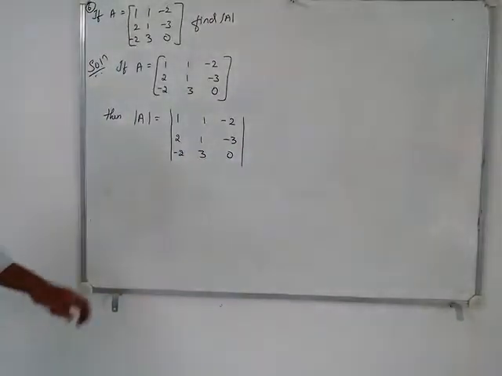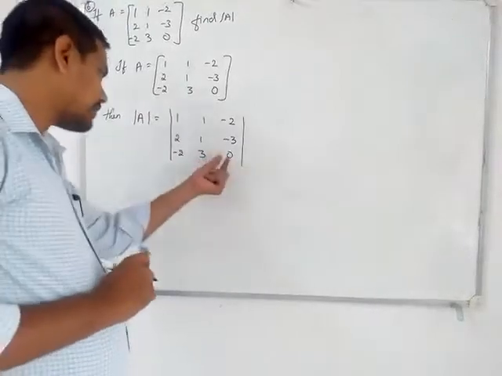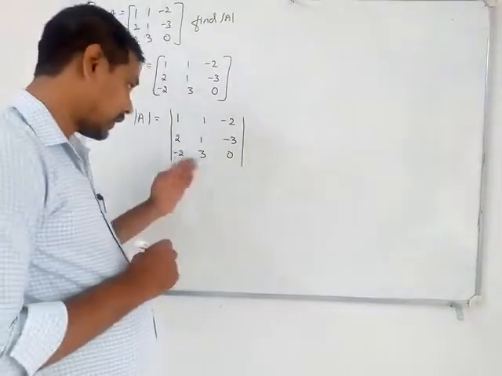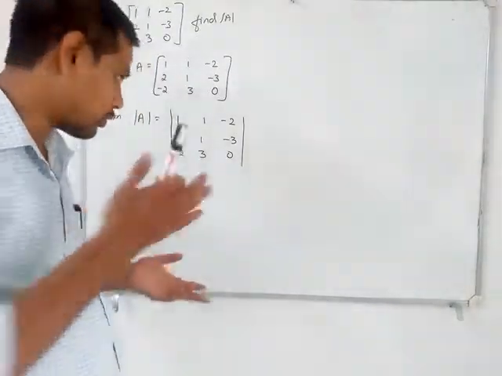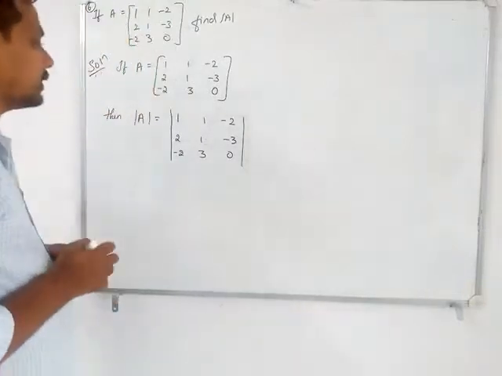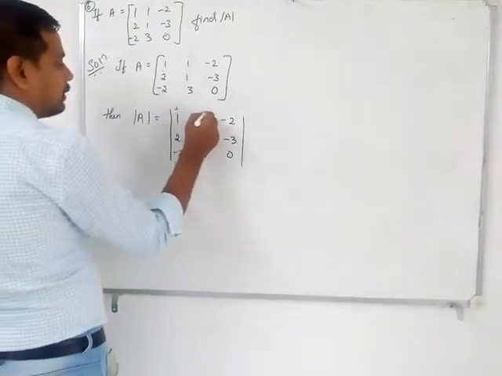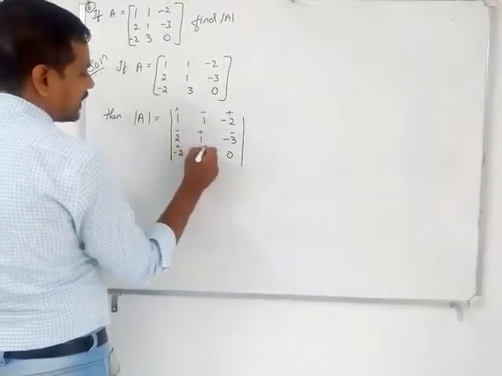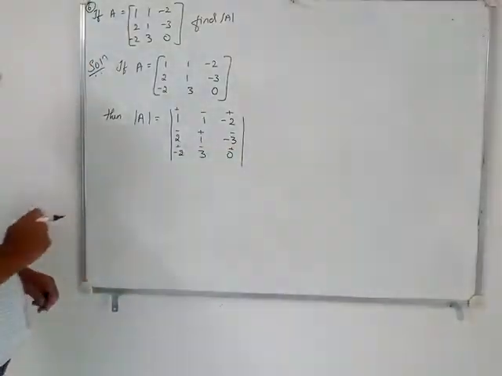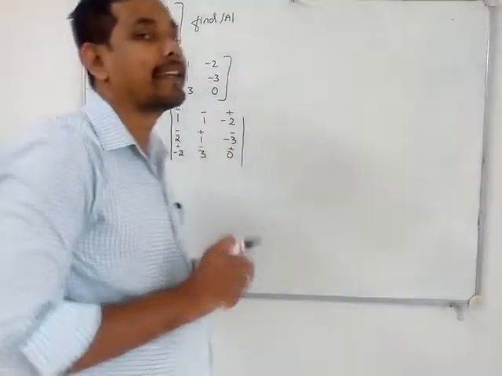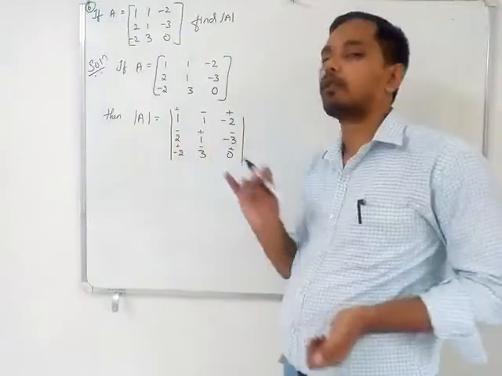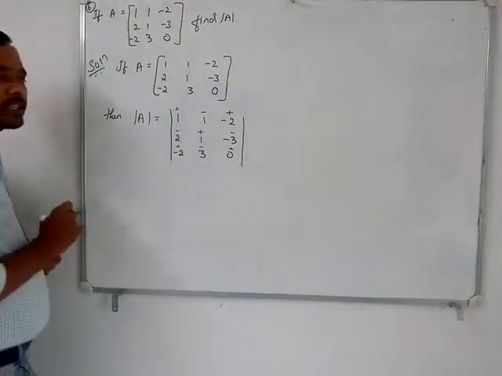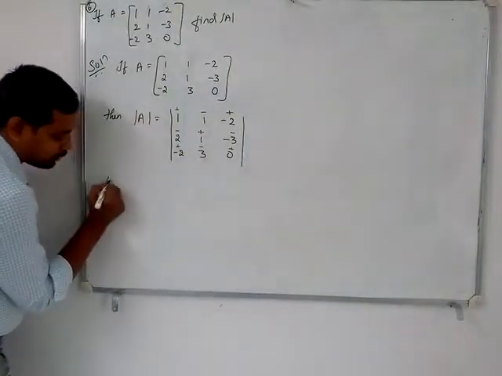1, 1, minus 2, 2, 1, minus 3, minus 2, 3, 0. Now if you observe, it has a 0. Either you can expand it through the third row or third column, or by any other row also you will get the same answer. Plus, minus, plus, minus, plus, minus, plus, minus, plus. As we have only one 0, it doesn't make much difference if we expand through the third row or third column or any other row. Because the first row has 1 and 1, it will be simple to expand through the first row. So let us expand it through the first row.